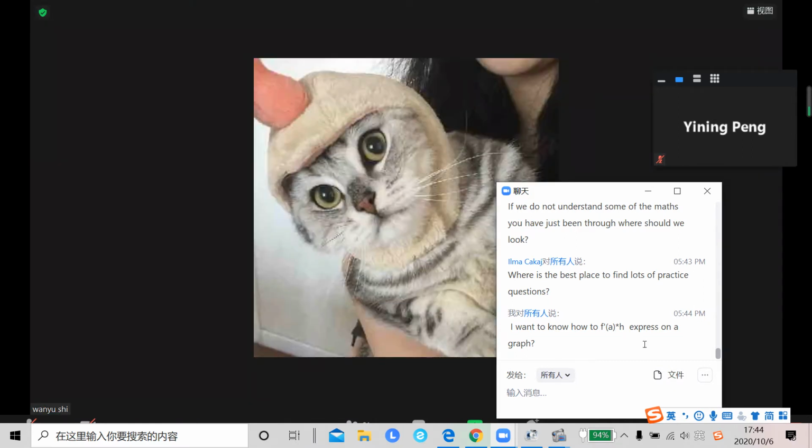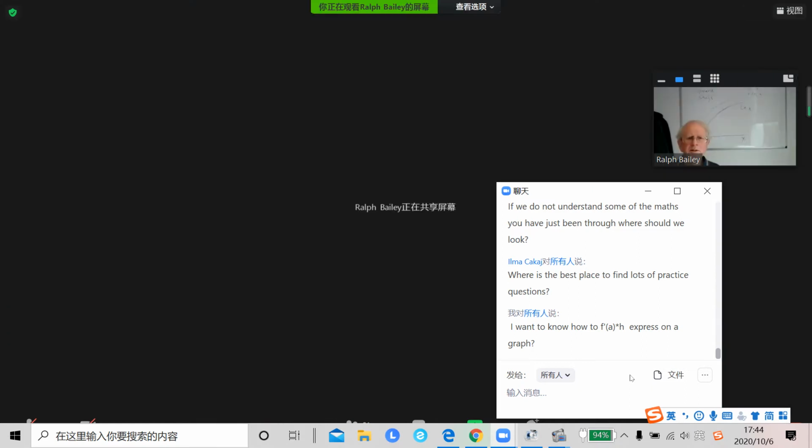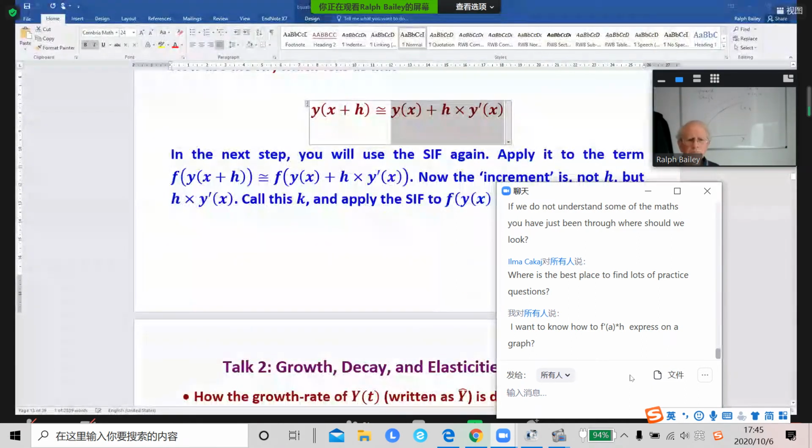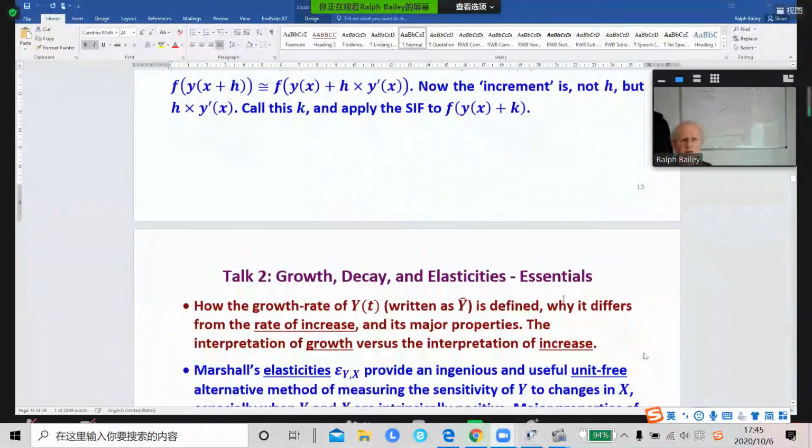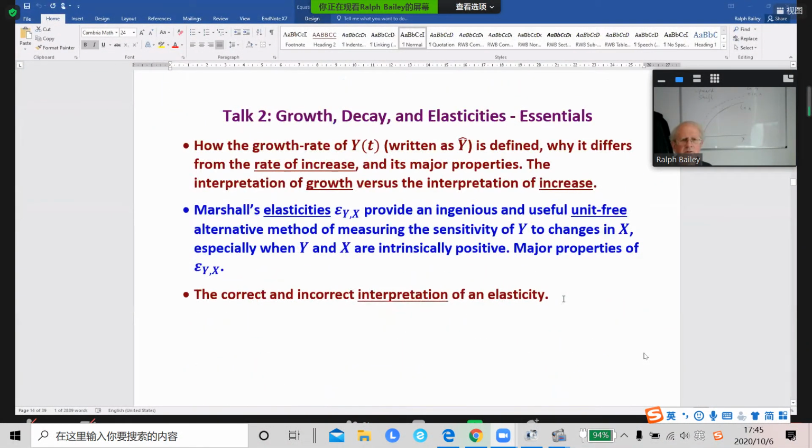That was all about differentiation itself. Talk 2 was about 2 variants on differentiation. One is growth, and that's where we're particularly interested in growth. We're interested in dy by dt, but we want, as it were, not absolute growth like you get in a simple interest rate, but proportionate growth as we get in a rate that's compounded.